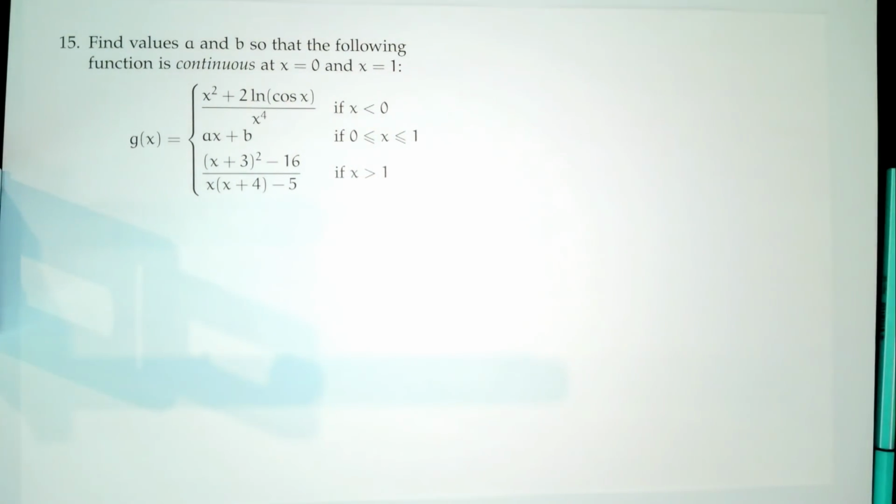Find values a and b so that the following function is continuous at x equals 0 and x equals 1. You might remember a problem similar to this on the first exam. Here's our chance at redemption. Maybe this time we'll get it. Or at least we'll get more than an average of 2 points.